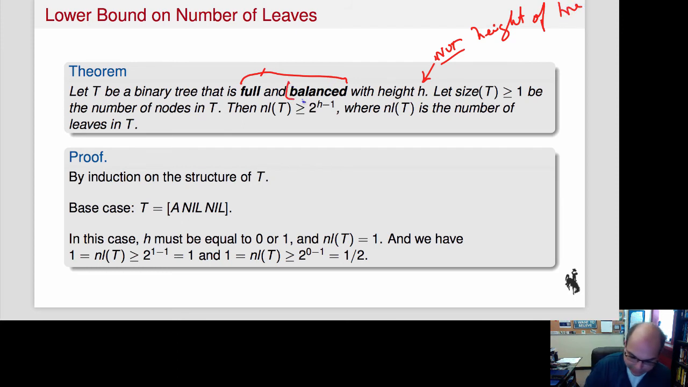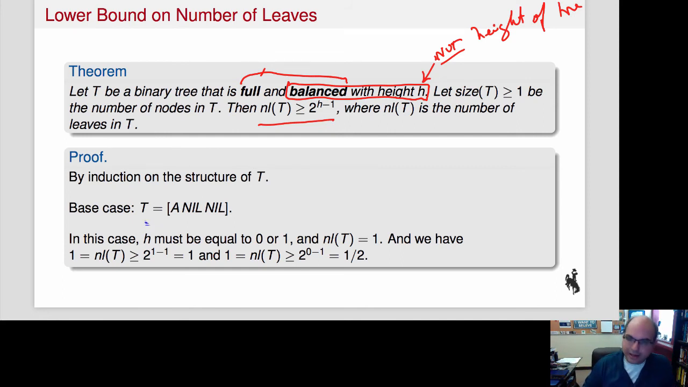Instead, think of this phrase, balanced with height h. So that's the h that I used to show that it was balanced. It could be the height of the tree, or it could be one less than the height of the tree. So in that case, the number of leaves has to be greater than or equal to 2 to the h minus 1. That's a strong statement. Let's see if we can make it hold.